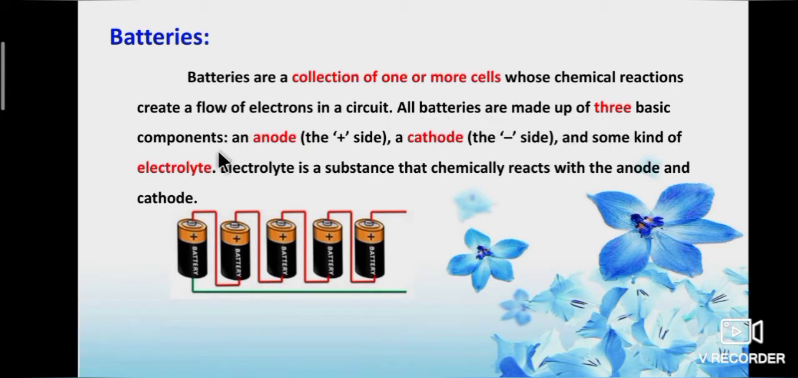three basic components. That is, first one, anode, that is a positive terminal. Second one, cathode, negative terminal, and some kind of electrolyte inside the battery. Electrolyte is a substance that chemically reacts with the anode and the cathode. Batteries are made up of three basic components: anode, cathode and electrolyte.